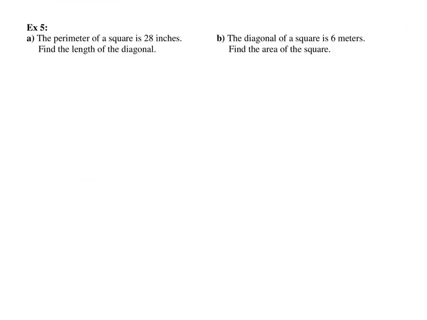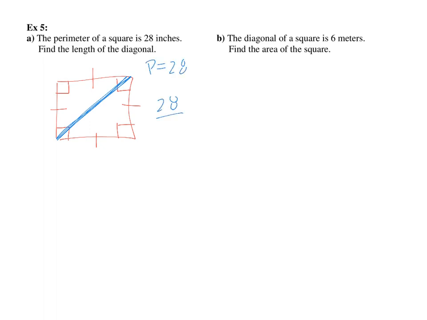Example 5, the perimeter of a square is 28 inches. Find the length of the diagonal. All right, you have a square. What do you know about all the sides of a square? They're all the same. And all the angles are 90. And they want you to find the diagonal of the square. Diagonal. All right, well, if the perimeter is 28 inches, I divide that by 4, and I get the length of all the sides. So 7, 7, and 7.